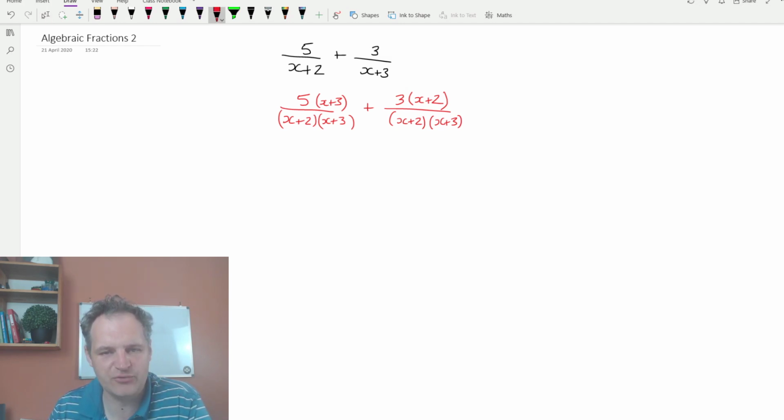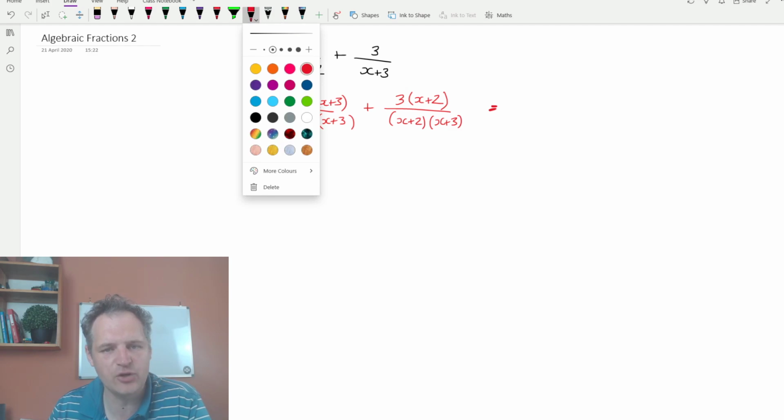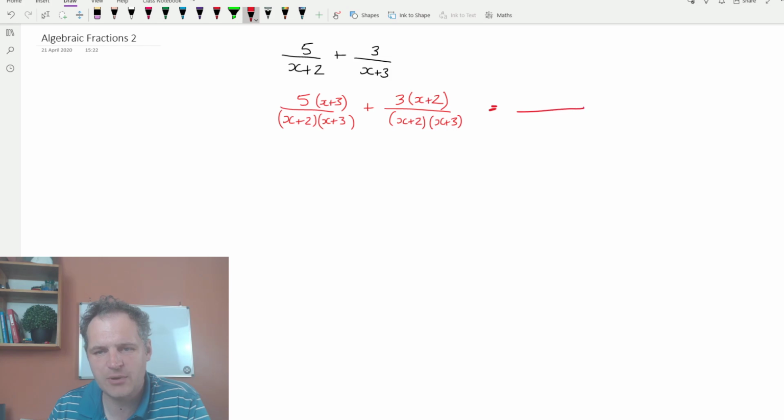So this is where we got up to. I've done this. This, hopefully you observe, is the same on the top and bottom. And we know about fractions. Once they're the same on the top and the bottom, you are allowed to keep the same base. So x plus 2, x plus 3. Notice I'm not going to multiply it out here. I don't see the need to.